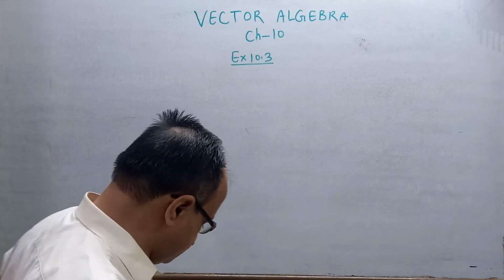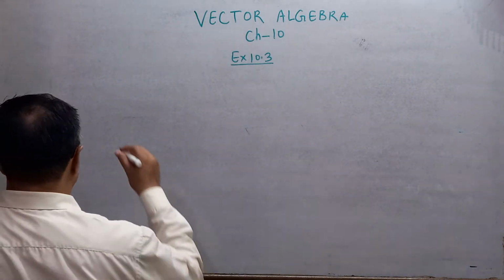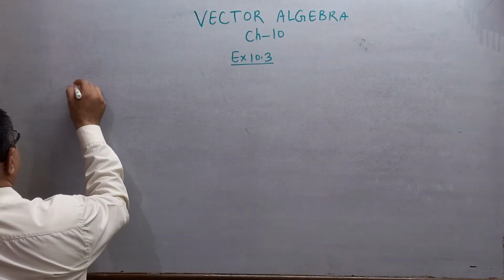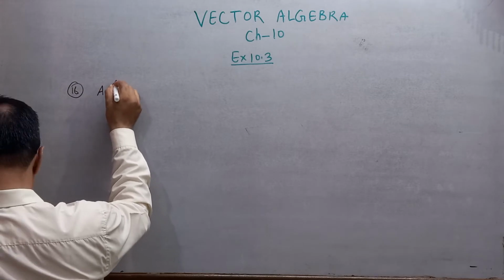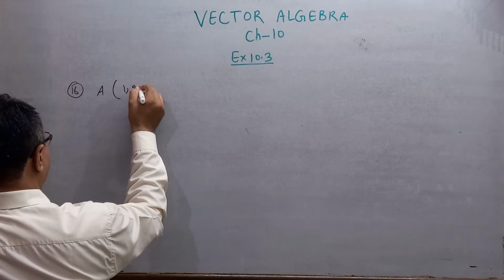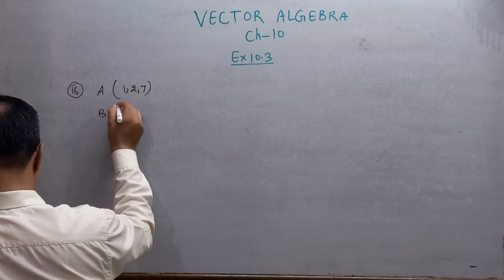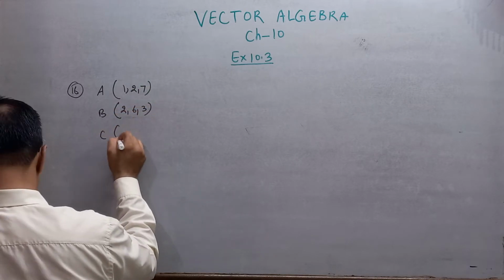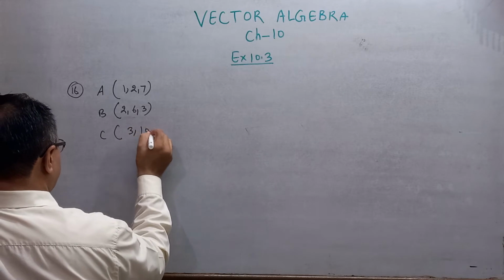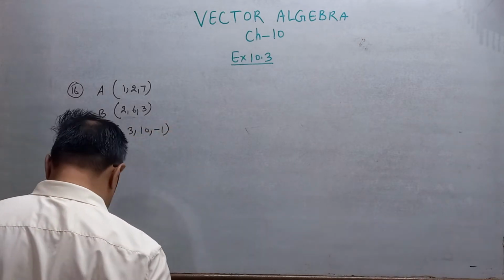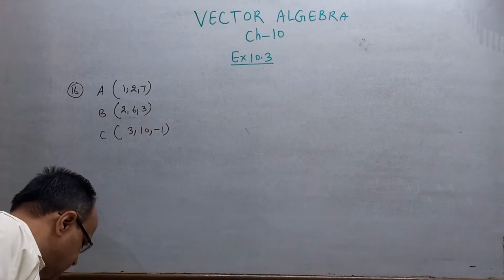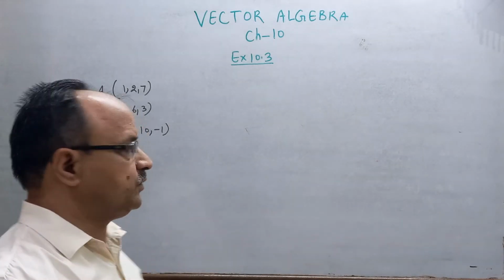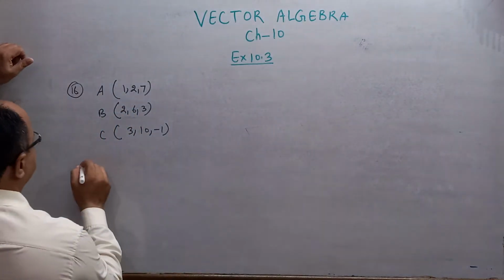Question number 16. Show that the points 1, 2, 7; 2, 6, 3; and 3, 10, minus 1 are collinear. In the collinear condition, you know, can you find vector AB?